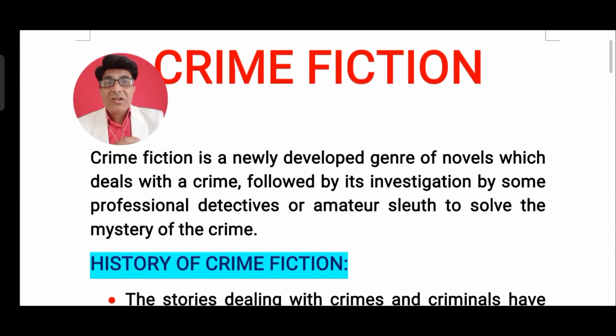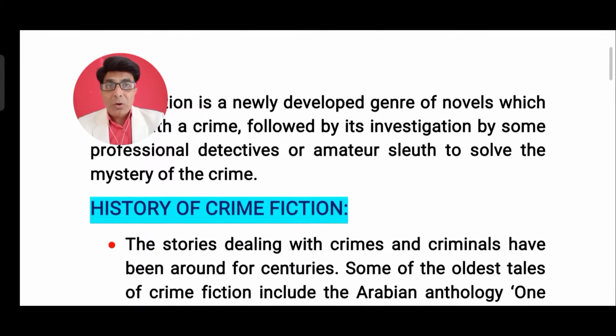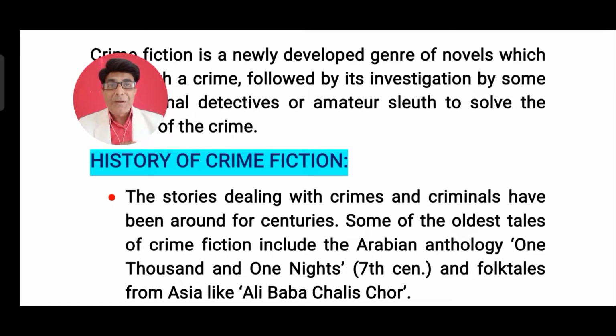What is a crime fiction? Crime fiction is a newly developed type of novel, in which the whole story revolves around one main crime committed by one character, and then investigation is done by some other detectives. Now these detectives may be professional or may not be professional, and at the end of the story the whole mystery of the crime is solved. That is called a crime fiction.